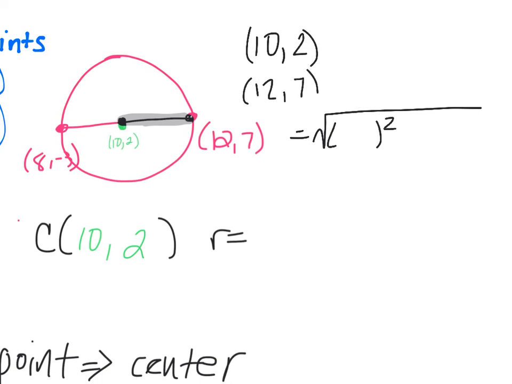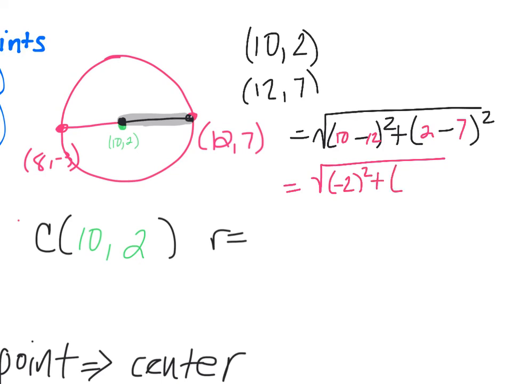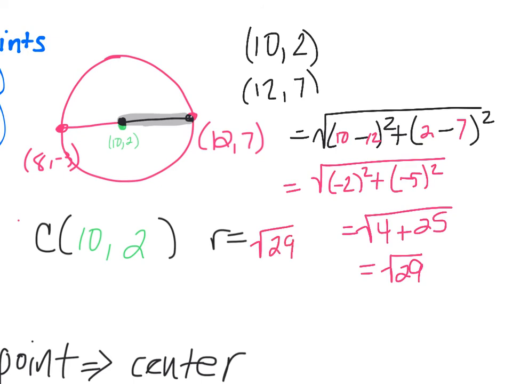So get your formula set up. Tell me what to plug in. 10 and 12 in the first parenthesis, good. 2 and 7 in the second one. So simplify, my friends. What's 10 minus 12? Negative 2, squared, plus, what's 2 minus 7? Negative 5, squared. Remember, a negative times a negative is always positive, so don't get negatives under here. So 4 plus 25, which equals 29. So my radius is the square root of 29.